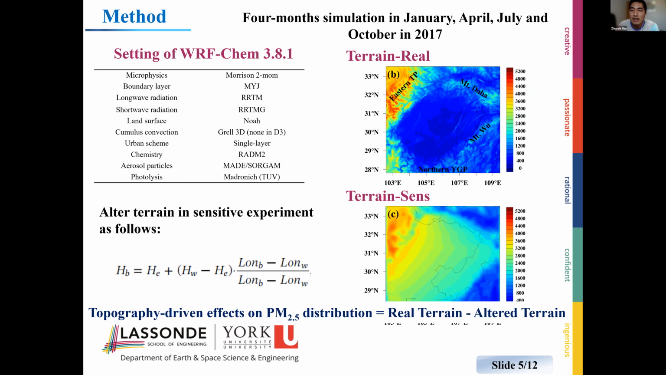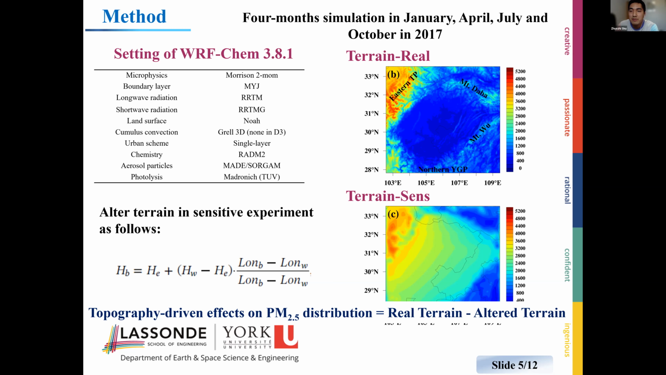First of all, I would like to introduce the main method of this work. The WRF-Chem 3.8.1 model was employed with 3 nesting domains, and the detailed settings are also listed here. We designed 2 groups of simulation experiments. One is the terrain real experiment, which runs with the real terrain, and the other group runs with the altered terrain.